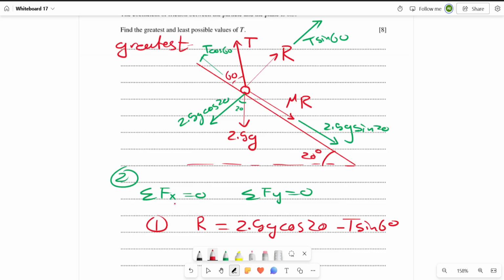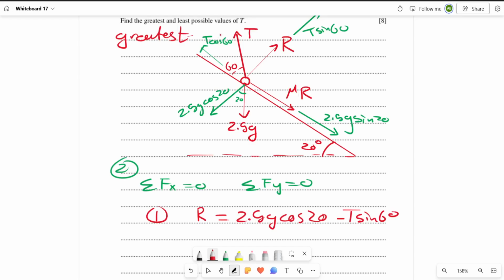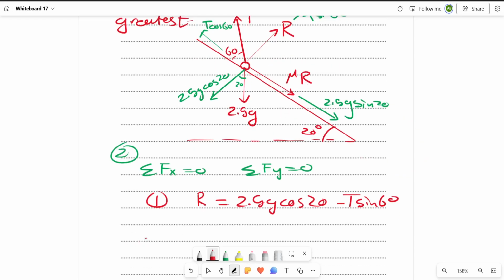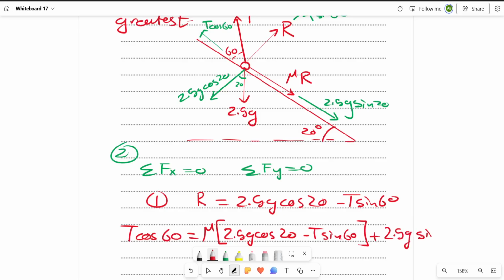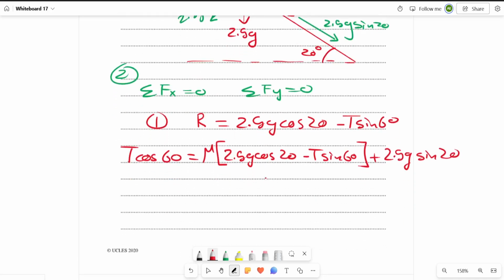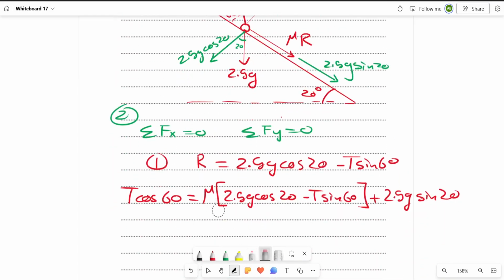Now let's do sigma Fx equals 0. Again, if it equals 0, this force up the plane is going to balance these 2 forces down the plane. So I'm going to have T cosine 60 equal to mu times R. Instead of R, 2.5 g cosine 20 minus T sine 60. That is mu R. And then plus 2.5 g sine 20. Now from here I can solve for the value of T, knowing that mu was given. How much was mu? 0.3. So I can replace this mu with 0.3.